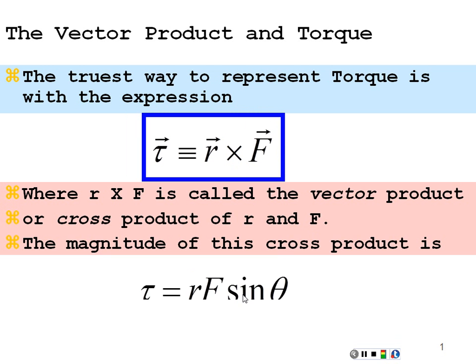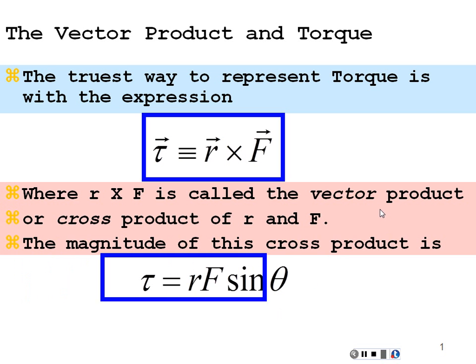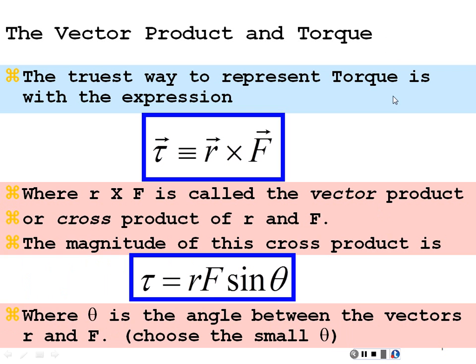The magnitude of this vector cross product is the magnitude of the first vector, r in this case, times the magnitude of the second vector, F, which is the force, times the sine of the angle between their two directions. We will choose the smallest angle between those two vectors, and then the direction of this torque vector will be given by the right-hand rule, which we'll show you on the next screen.